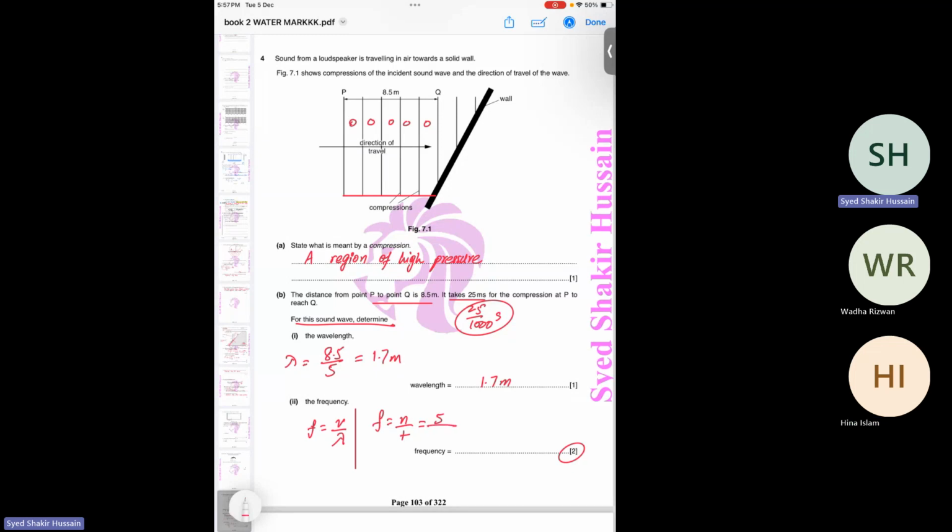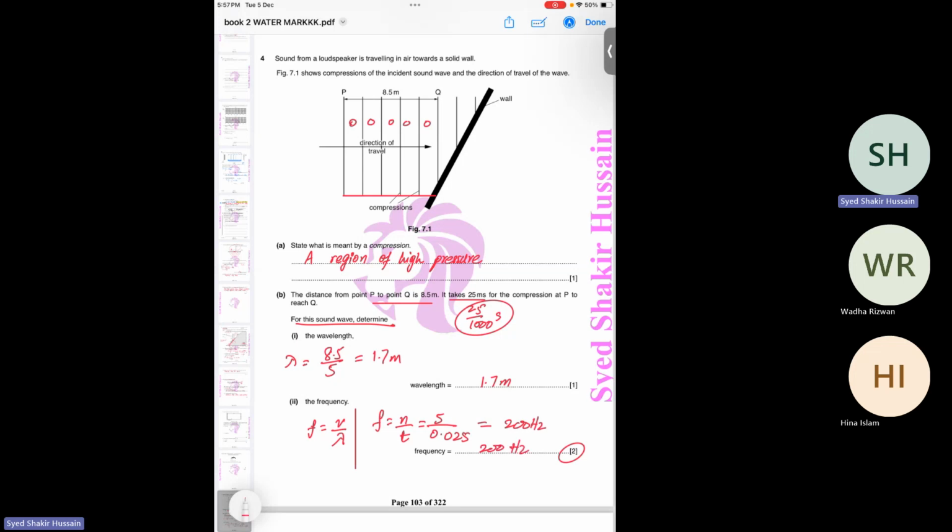What's the time? 0.025. Divide by 1000. So what is that? 200 hertz. Very good. 200 hertz.